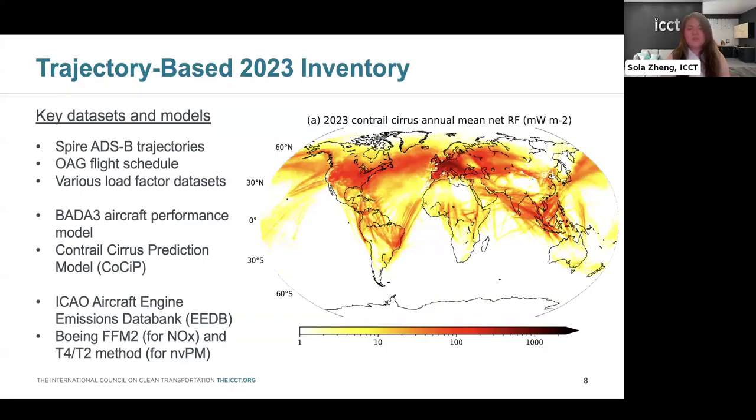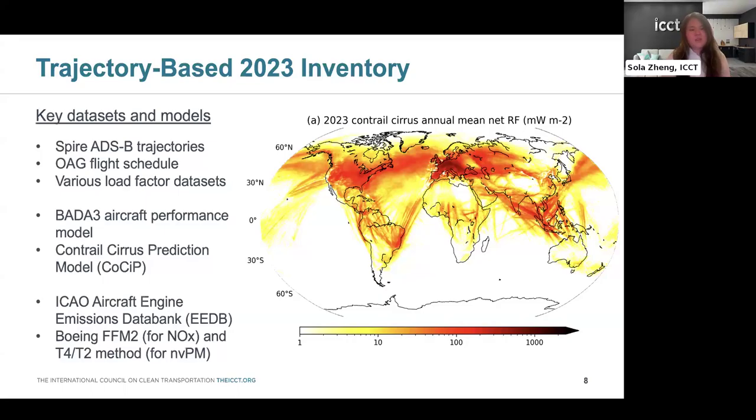The biggest update and improvement is that we are using ADS-B real world flight trajectories data as the basis of our modeling. This not only allows us to incorporate more accurate flight distances, but also really enables contrail modeling, which needs information on how aircraft are interacting with the meteorology at a given time and day of the year.